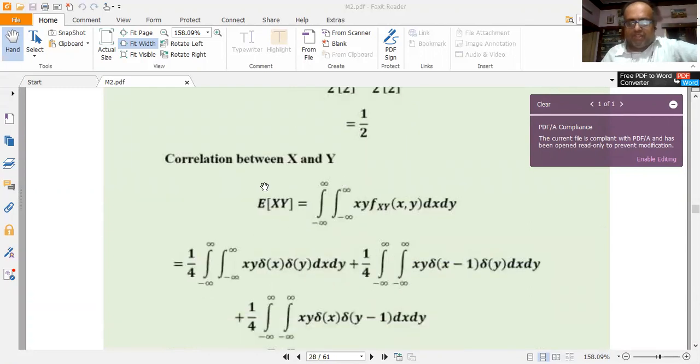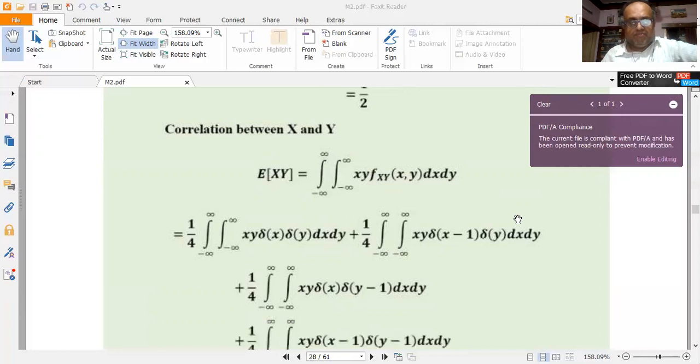So expected value of y is given by the formula for the correlation between x and y, which is E of xy, which we discussed in the previous videos. So this is given by the integral from minus infinity to plus infinity, again the integral from minus infinity to plus infinity, of xy fxy of x comma y dx dy. This is nothing but the double integral from minus infinity to plus infinity of xy fxy of x comma y dx dy.